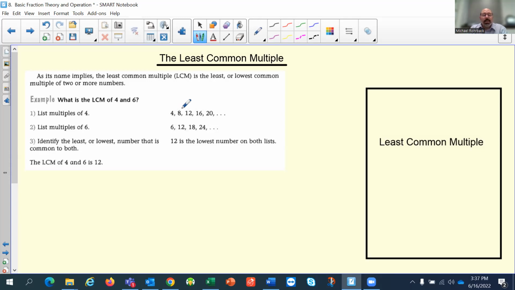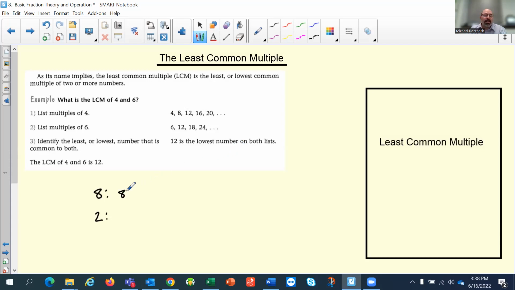The reason we need that is for adding and subtracting fractions with unlike denominators. So let's do one more example, and then we're going to get right to it. Let's say we have the number 8, and let's go with 2. What's the least common multiple?